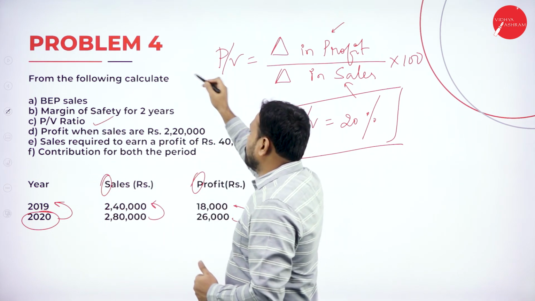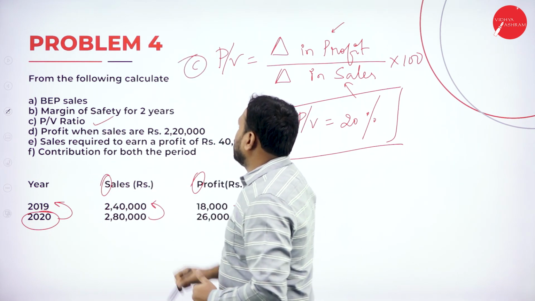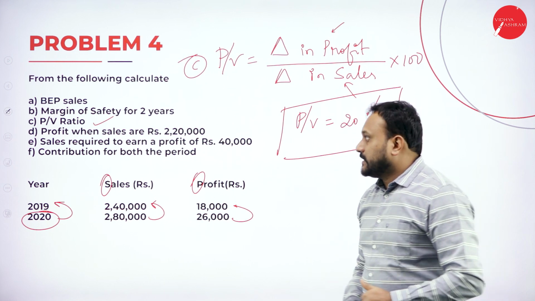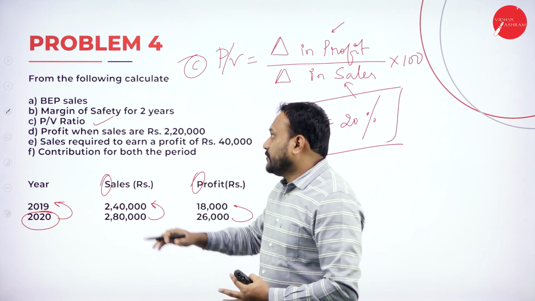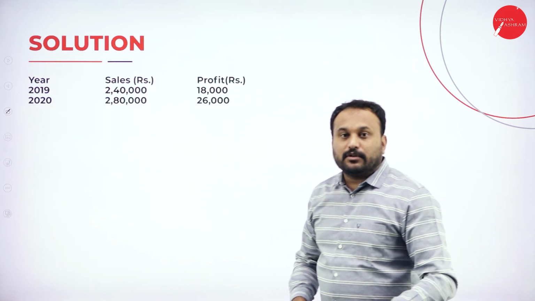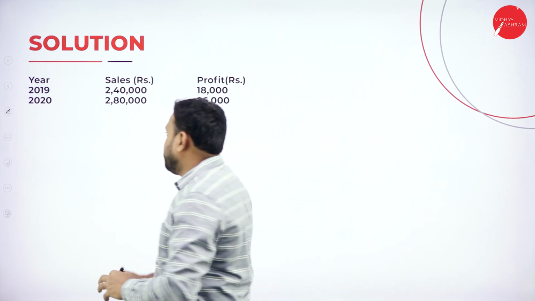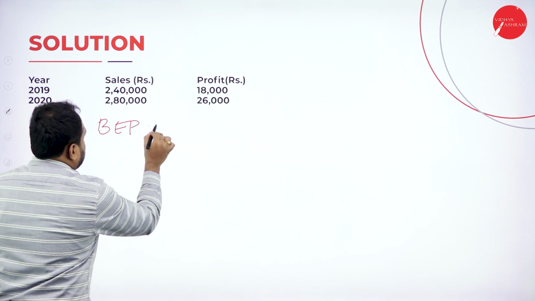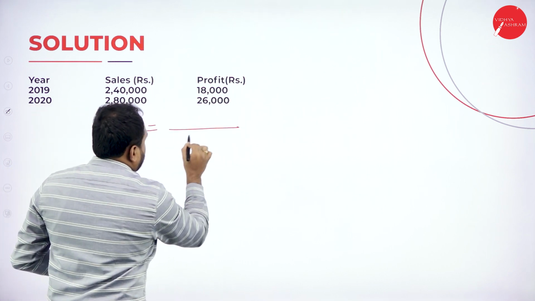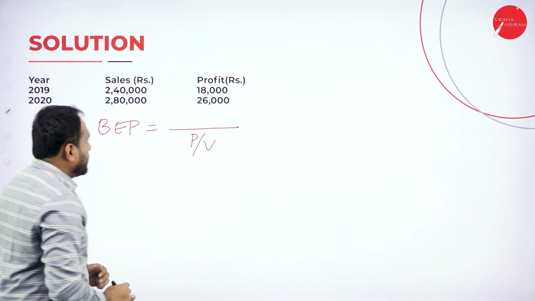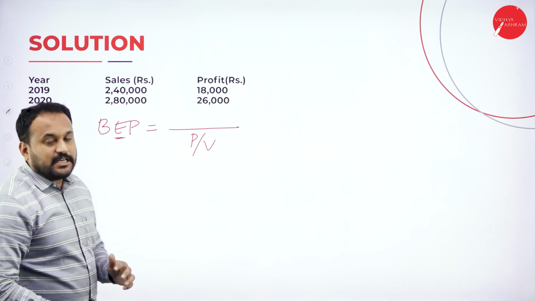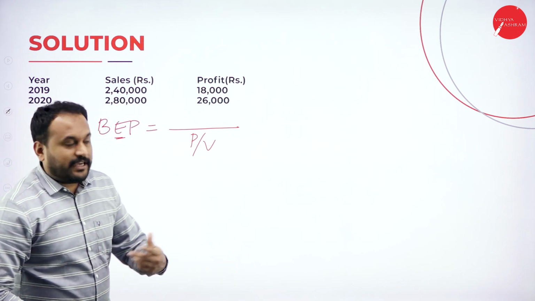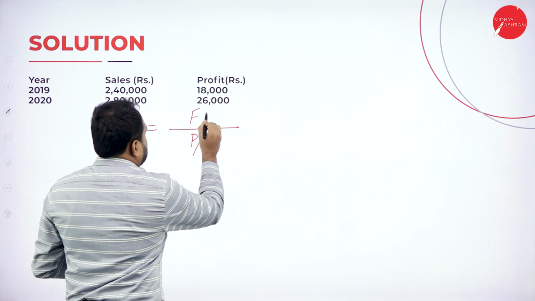Now what you should do is put this C is equal to 20%. Next we are supposed to find the BEP sales. So to find BEP sales, what is the formula of BEP? Now BEP is equal to, here the denominator is PV. Now the middle alphabet is E. After E what will come? F. F in the sense fixed cost.